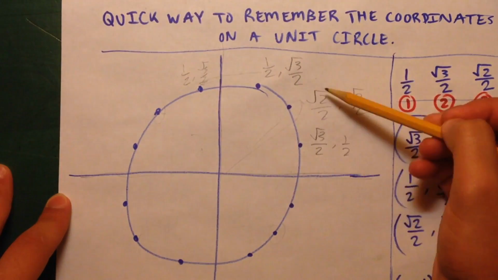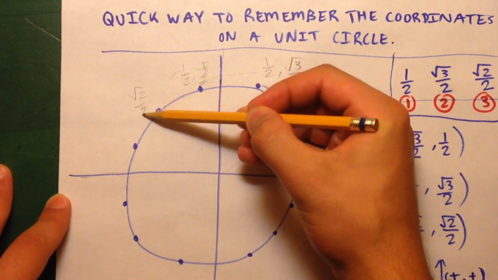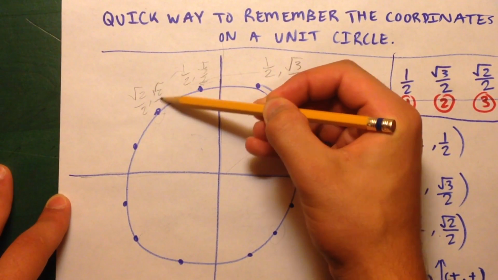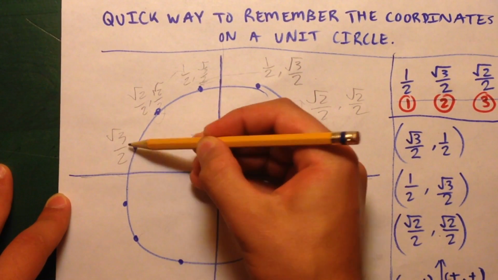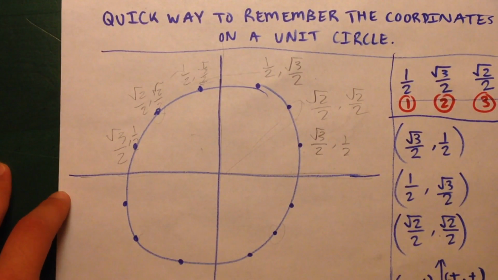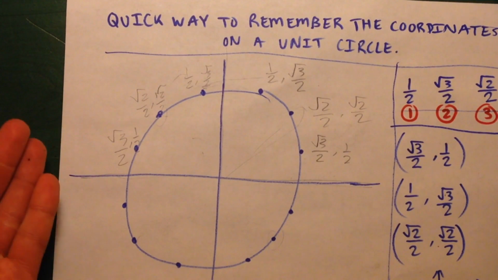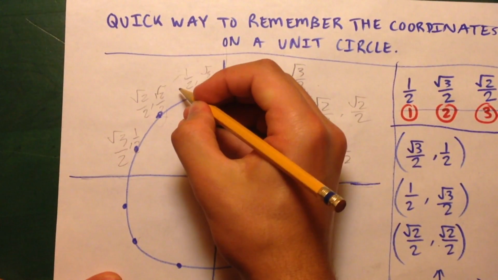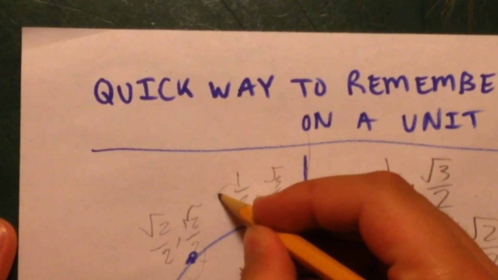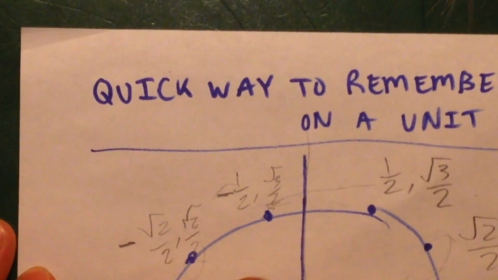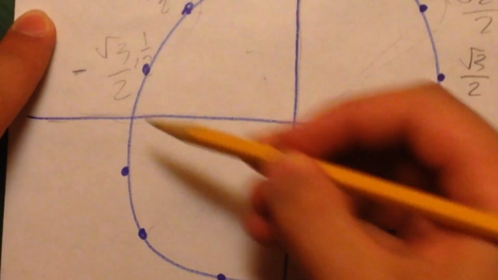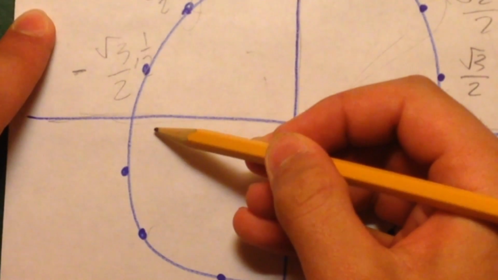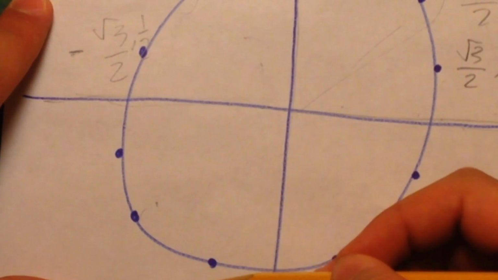Right here, the ones in the middle are always the square root of 2 over 2 comma square root of 2 over 2. And right here is going to be square root of 3 over 2 comma a half. In this case, the x's are going to be negative, but the y's are going to be positive. So I'm just going to zoom in. Right here the x's are negative, but the y's are positive. Here the same way, the ones near the x-axis are square root of 3 over 2 comma a half. Middle, square root of 2 over 2.